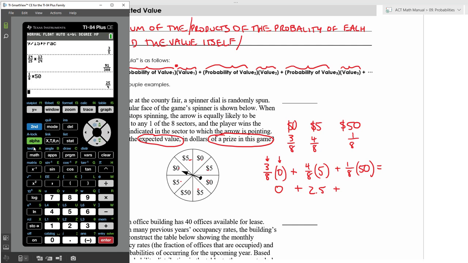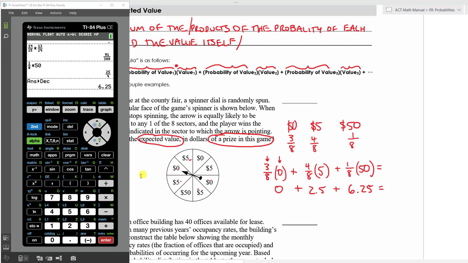I am actually going to convert that to a decimal. I'm going to hit math, number 2, enter, enter. So that's 6.25. When I add up all of these values, what I get is 6.25 plus 2.5, which equals 8.75. That is the expected value of a prize in this game.